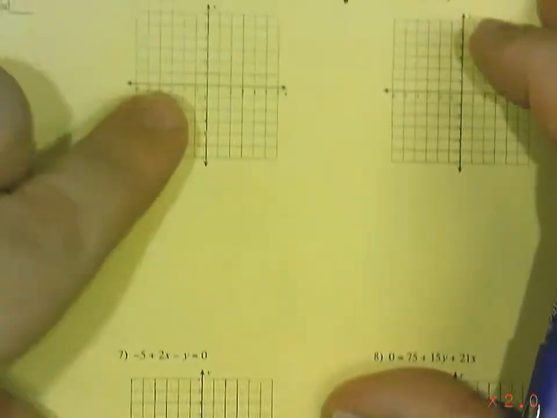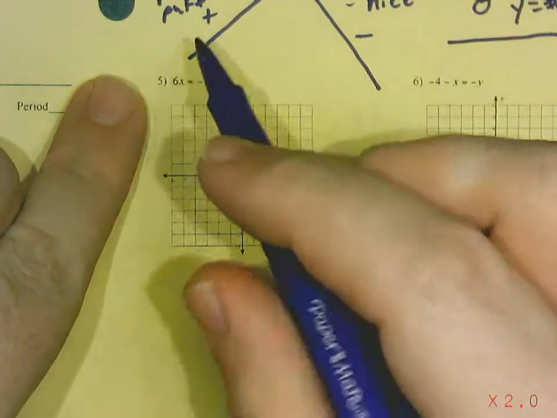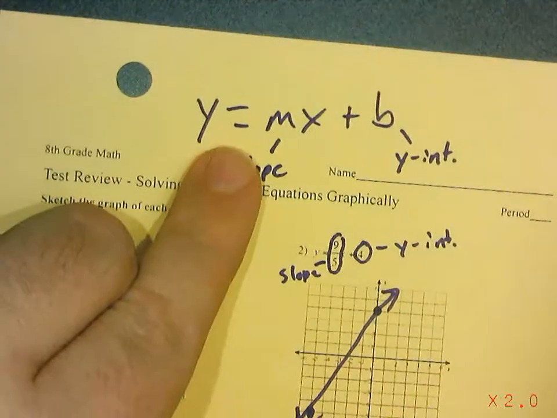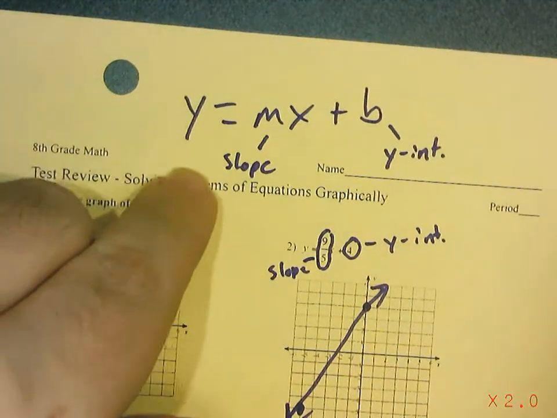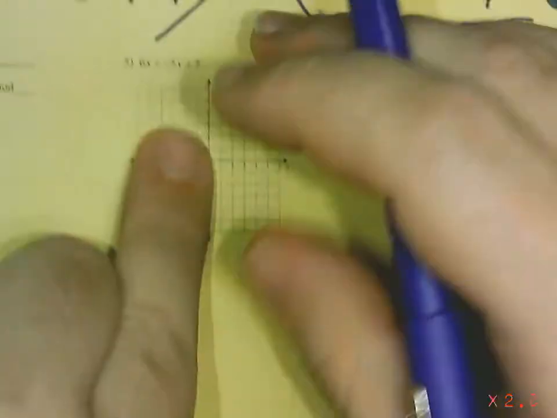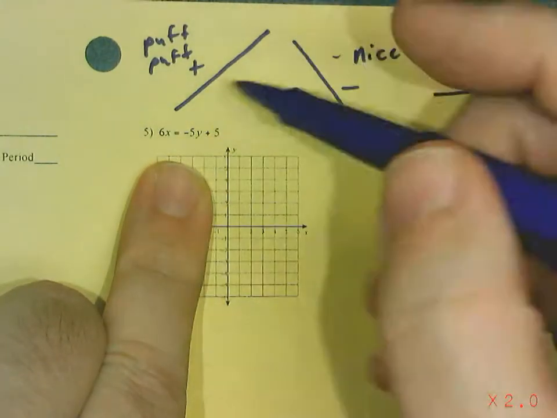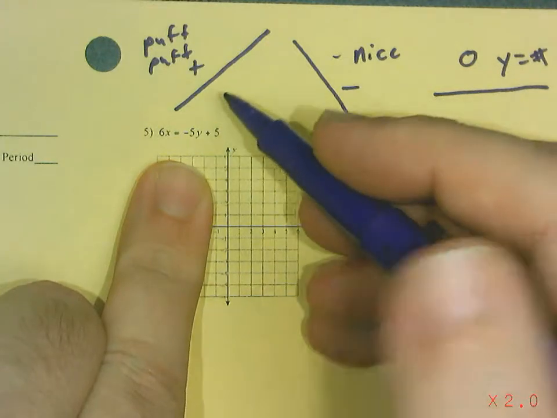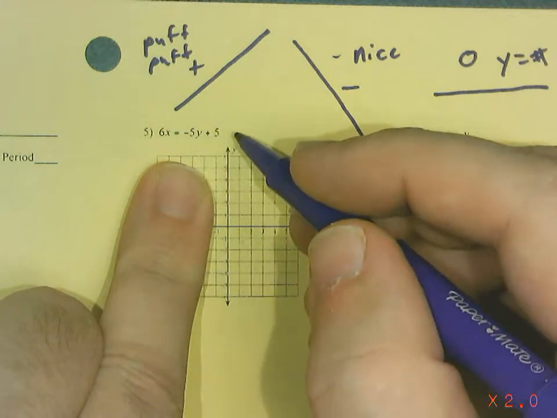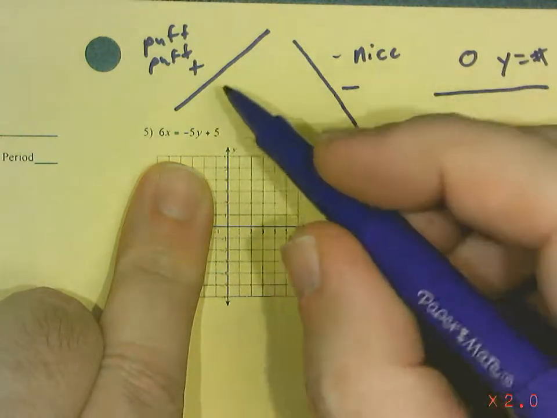Then if we come over to this side of our review, you'll notice that we don't have these in our slope-intercept form. In order to be in the slope-intercept form, the y needs to be all by itself. So we're going to have to solve for y here. If we look at this problem, on the same side as the y right now, we have that negative 5 multiplying with the y, and then we have this plus 5 right here.